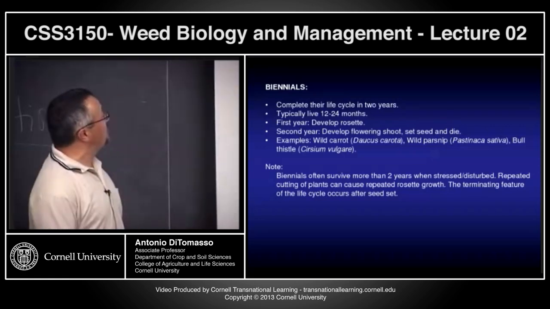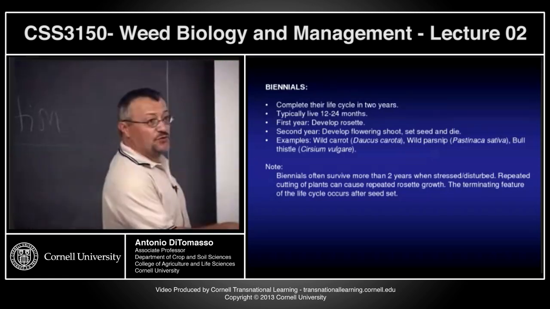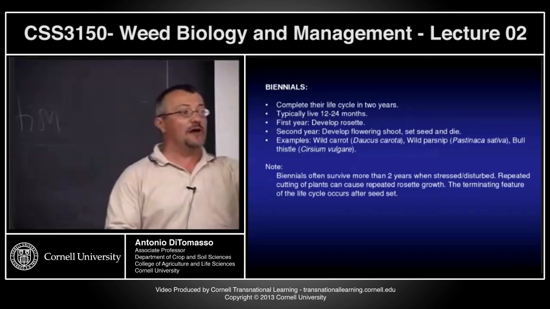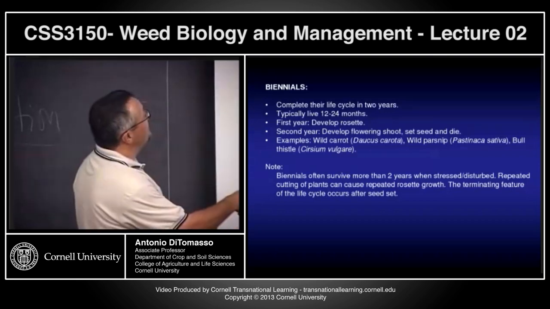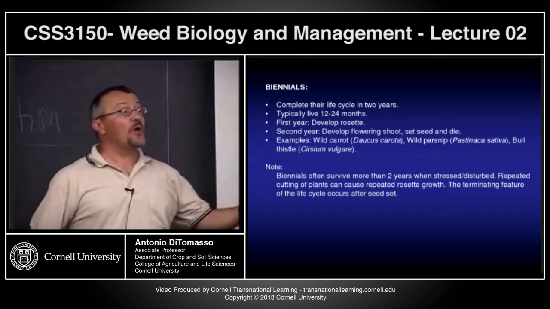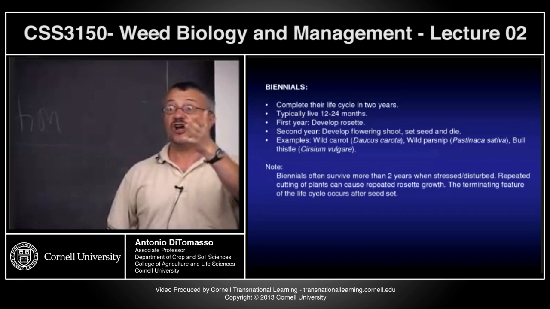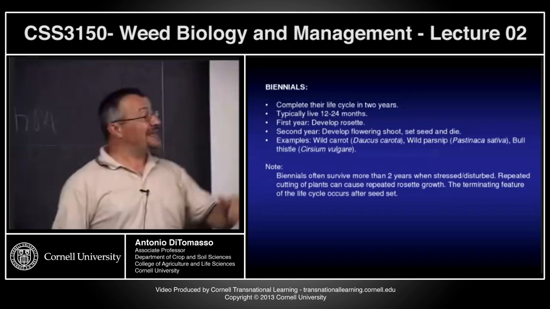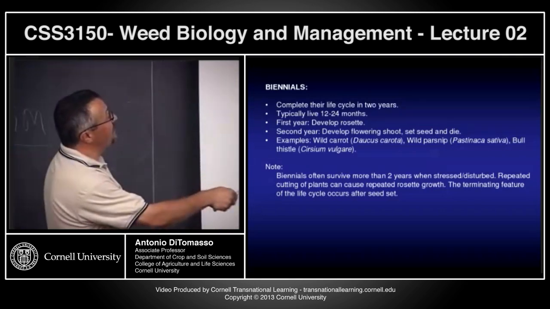So examples: the second year they develop a flowering shoot, they bolt, B-O-L-T is the term often used. They bolt, okay, they set seed and they die. Wild parsnip, that poisonous plant we talked about, giant hogweed, okay? Most cases are biennials. Wild carrot, okay?